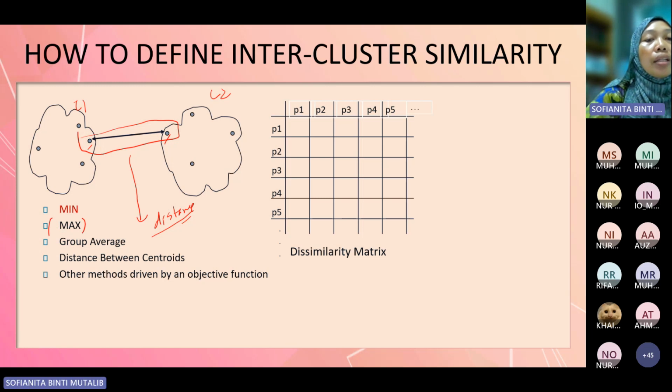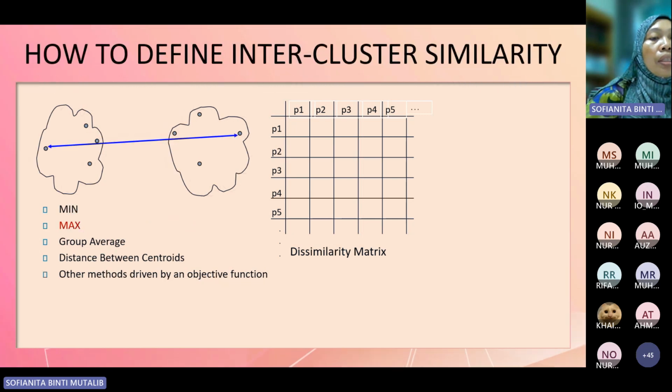The next function is max. What does it mean? It is slightly different, because we extract the distance based on the farthest objects. So we want to find the distance of the cluster based on the farthest objects. Here, with the naked eye, you can see this is the farthest.